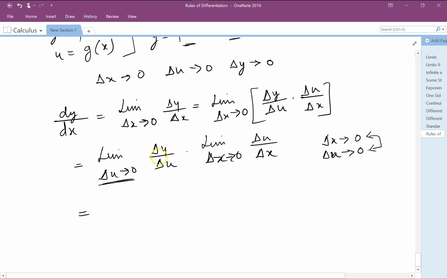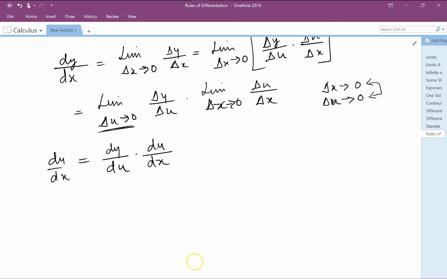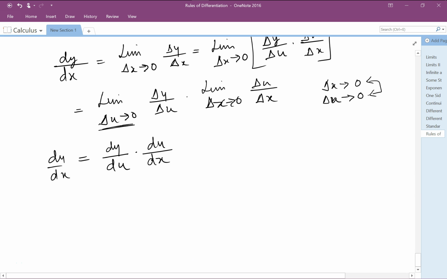Now this is this derivative. So we can say dy by dx is equal to, this would be the derivative with respect to u, so dy by du, and this would be with respect to x. So this would be dy by du times du by dx. And visually also you see that if I strike off du, you are left with dy by dx. So this is called the chain rule.